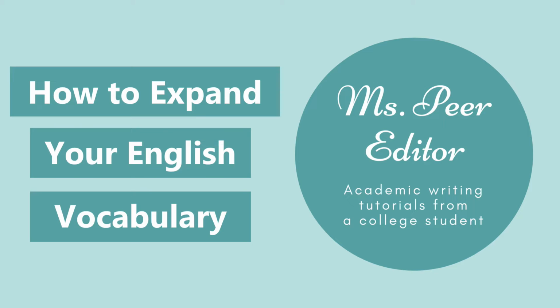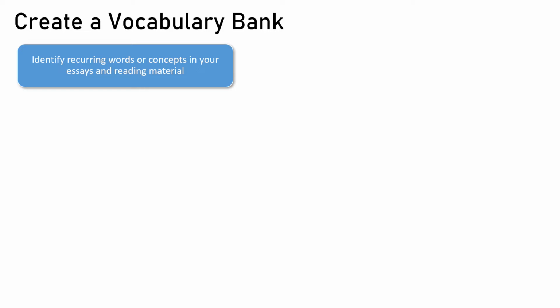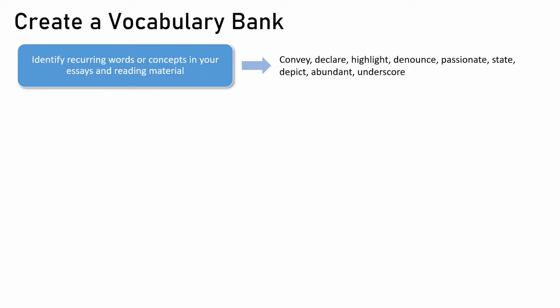Now, let's get started. To help you learn and remember new words, you should create a vocabulary bank, which can be structured as a chart or graphic organizer. First, you'll identify recurring words or concepts in your essays and reading material. For example, I often use the words convey, declare, highlight, denounce, passionate, state, depict, abundant, and underscore in my papers.